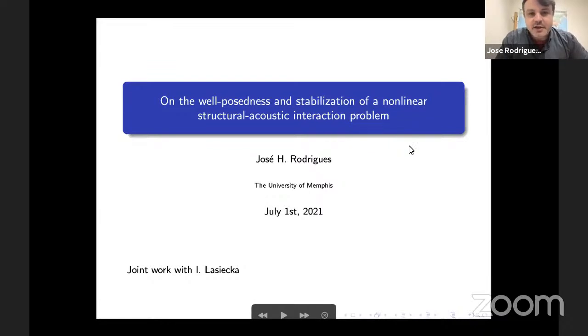Today I will talk about a model that we have been working on lately. The title of my talk is: on the well-posedness and stabilization of a nonlinear structural-acoustic interaction problem. This is joint work with Professor Lasiecka.